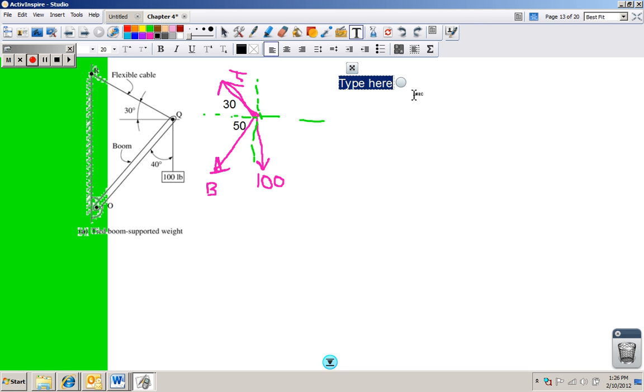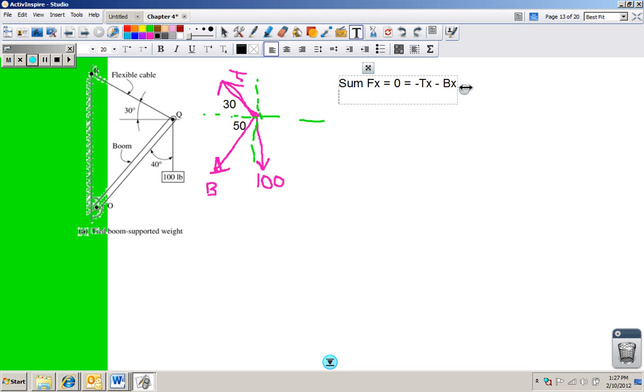We're at equilibrium, so let's start by writing the sum of the forces X is equal to 0 and the sum of the forces Y. Which forces have X components? The 100 is straight up and down, so only T and B. So it would be Tx and Bx. Now T is acting in a negative X direction, and B is also acting in a negative X direction, so we'll say that is negative as well.